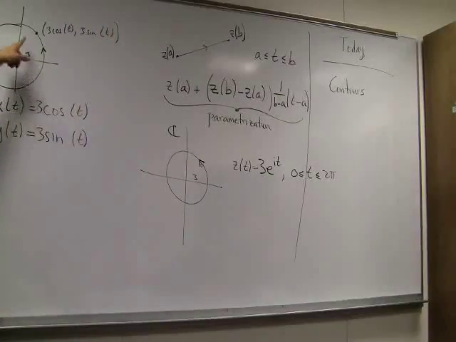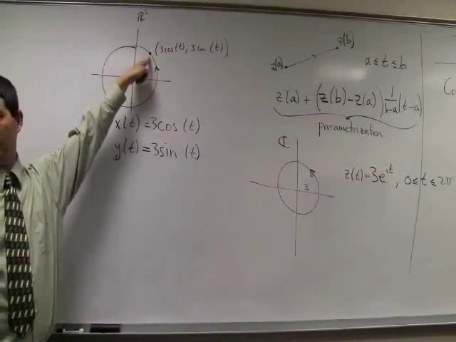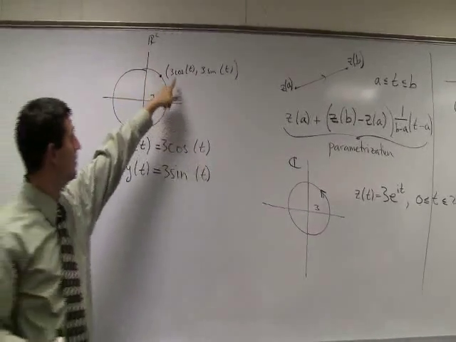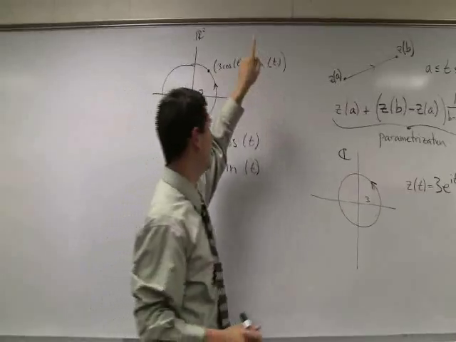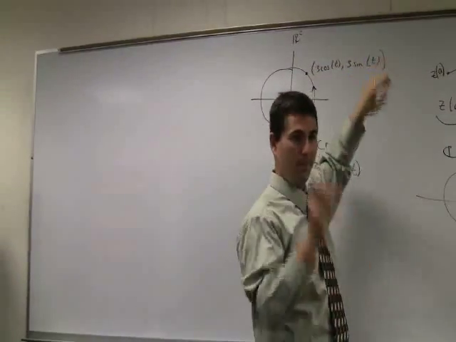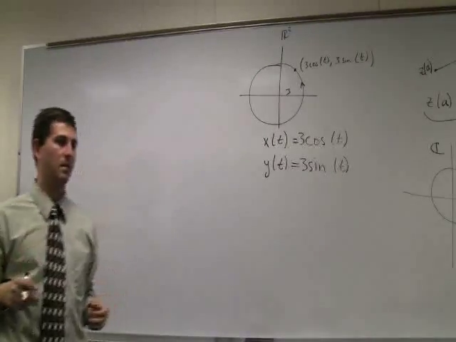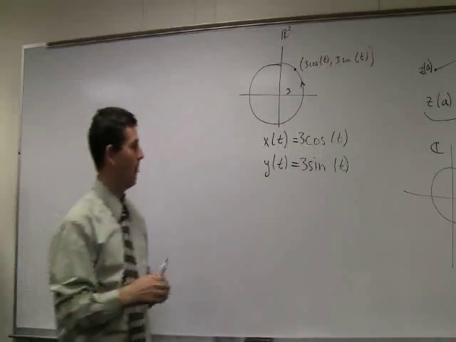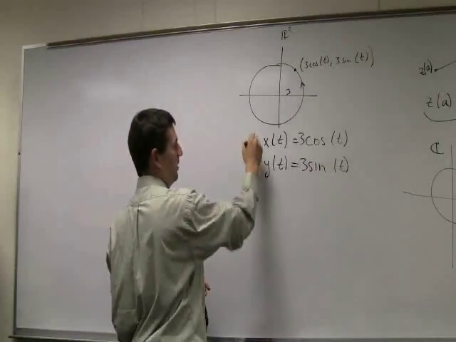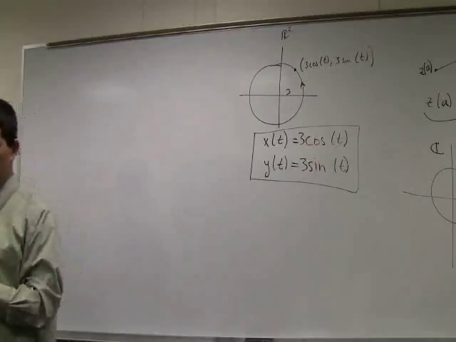And you know that points on the circle satisfy x squared plus y squared equals 9. So 9 cosine squared plus 9 sine squared equals 9. So cosine squared plus sine squared equals 1. That's where it's coming from. Okay, so this is a real parameterization.